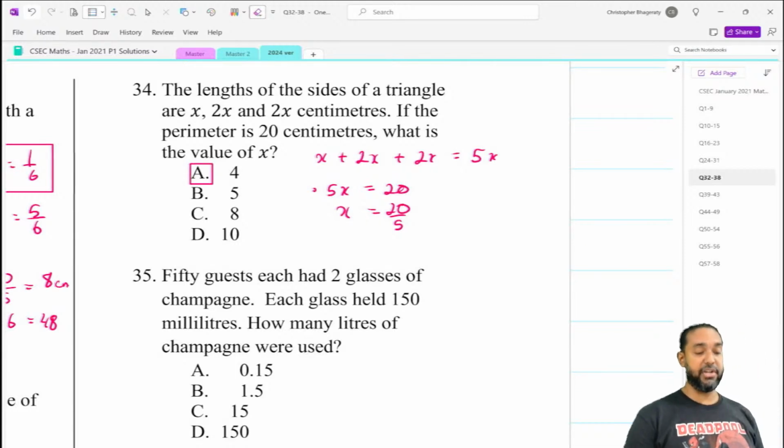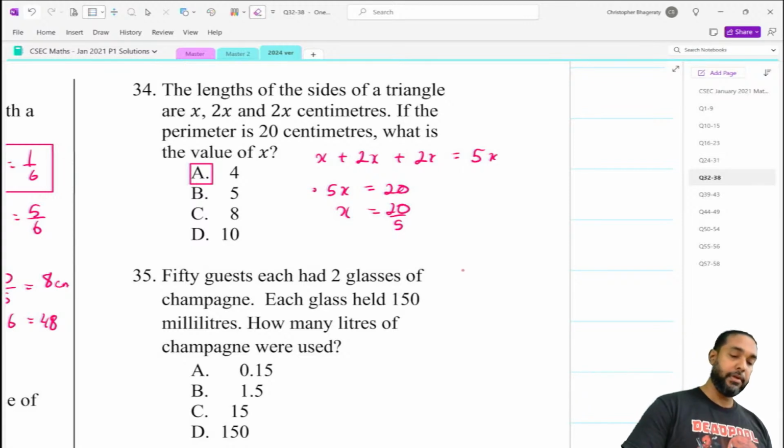50 guests each had 2 glasses of champagne. Each glass held 150 milliliters. How many liters of champagne were used? Right. So you had 50 people who had 2 glasses each. So in total, you had 100 glasses, correct?